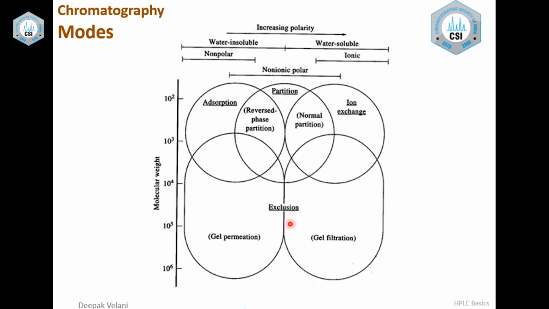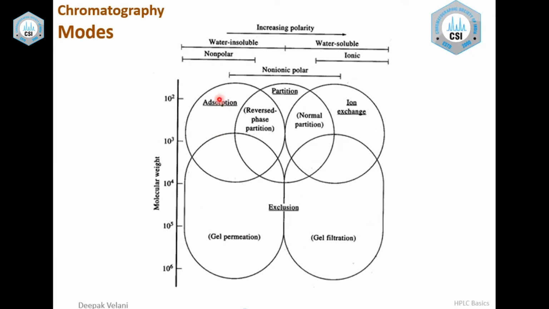For higher molecular weight, what we are doing is size exclusion chromatography. Gel permeation is basically size exclusion with organic solvents, and gel filtration is size exclusion with water miscible solvents, water and buffers. So this is size exclusion, basically a kind of flow technique where, because of the passing through the column, separation happens based on the molecular weights.